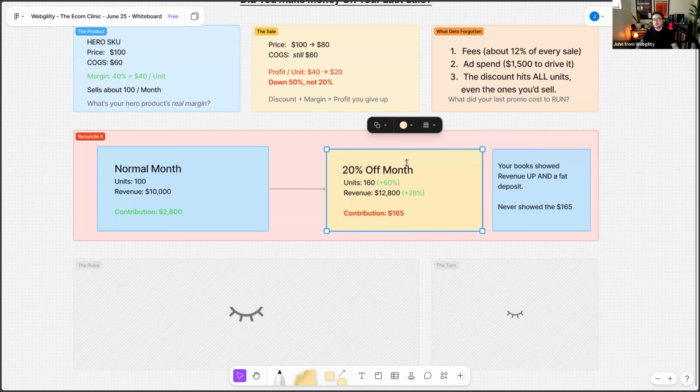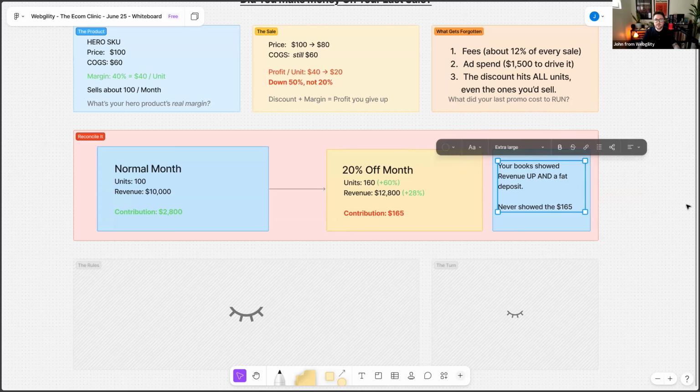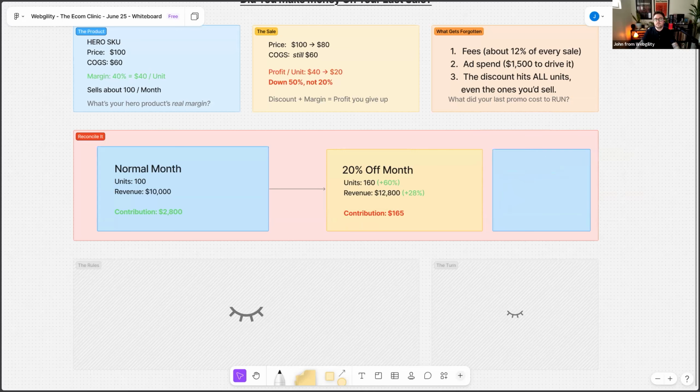So that's just to recap and boil it down. That $2,800 that you started with came down to $165, which is, again, 60% more units, 28% more revenue, but $2,600-ish less profit. So that's the big takeaway here. And I'm actually just going to make this 2,636 less profit. I'll make it big, bold, and red.